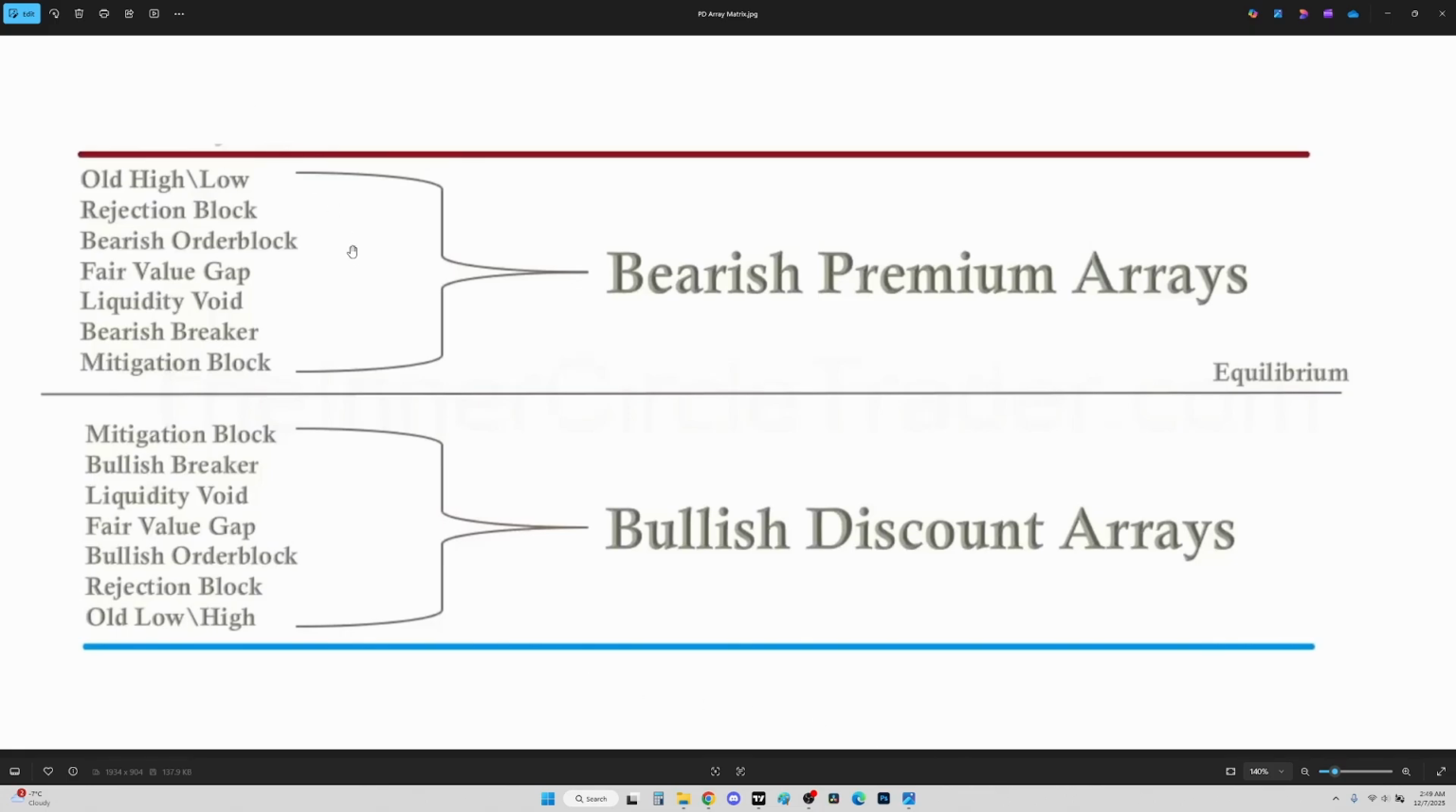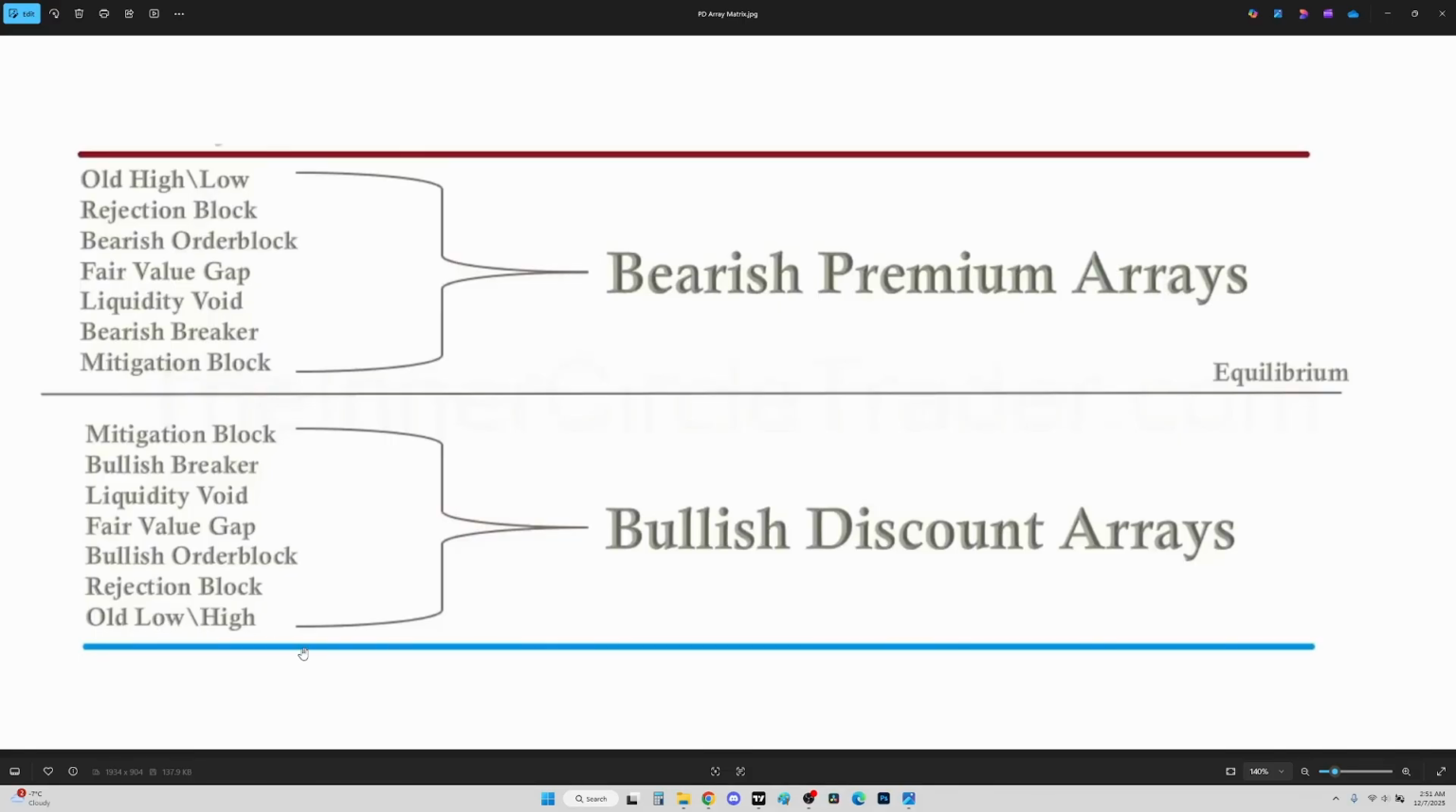So let's say I'm looking for a bullish move after price retraces down into discount, right? Or the bottom half of the range below equilibrium. The first thing that I would personally look for is a bullish breaker. If there's no bullish breaker, then I would look for a liquidity void or a volume imbalance. If there's no liquidity void or volume imbalance, then I would look for a fair value gap to trade. If there's no fair value gap, then I would look for an order block. And if there's no order block, well, I don't use rejection blocks, but if there's no bullish order block, then I probably just won't even trade it.